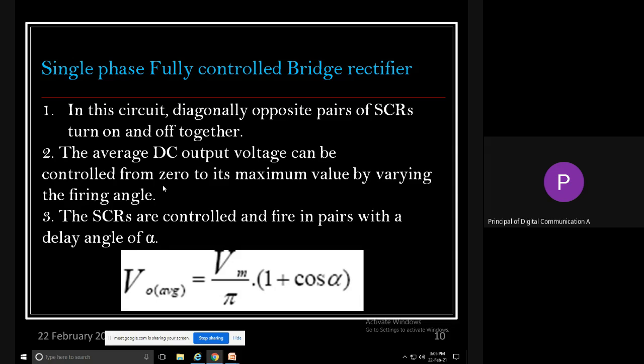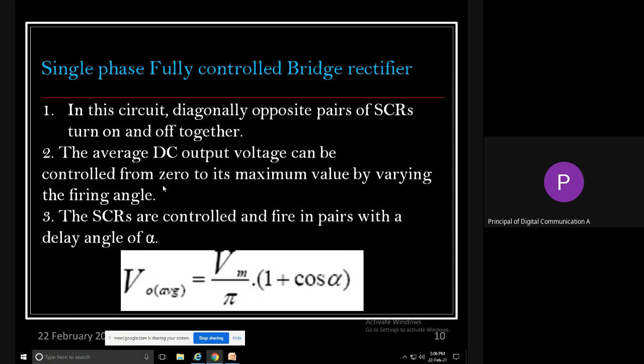The SCRs are controlled and fired in pairs. म्हणजे हे जे पेअरिंग आहे SCR1 आणि SCR4, त्याचबरोबर SCR2 आणि SCR3, so at a time they should get fired, that is with the current pulse of that particular SCRs and with a delay angle of alpha. हा जो टाइम पिरियड आहे की किती टायमिंग नंतर ही आपण करंट पल्स देतोय, त्याच्यानुसार it will be having effect on the output voltage.